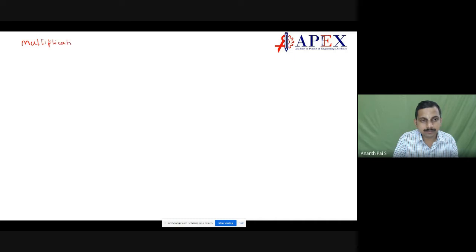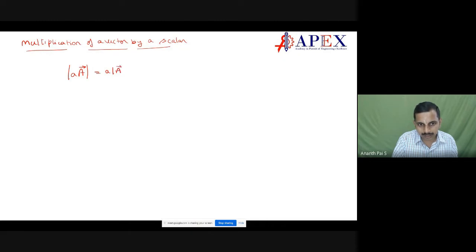Multiplication of a vector by a scalar, correct? We stopped at this, correct? So now what we will do in this, one of the things I have not told you, that when I said a times A, a is a scalar, this is a vector. Magnitude of a times A is equal to a times magnitude of A, correct? So magnitude of this is that, okay?